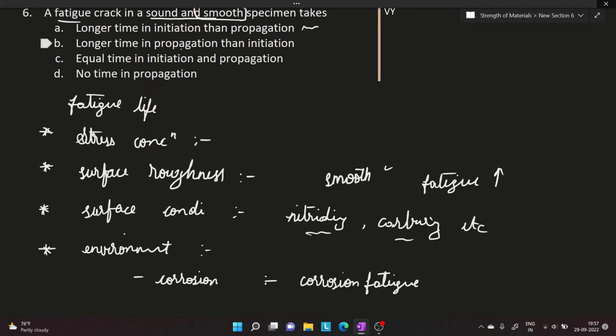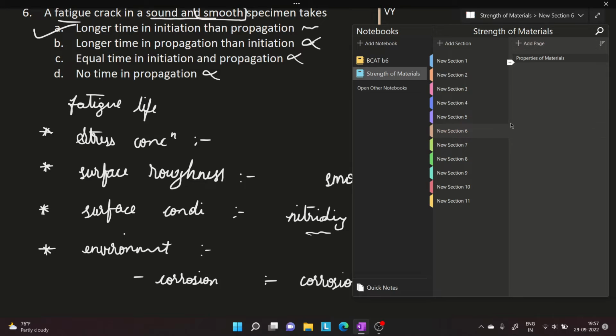Longer time in propagation than initiation. They are claiming that the initiation time is going to be less, but this doesn't happen. Because of the smooth surface, it takes a longer duration of time to initiation. Equal time initiation is propagation, again this is wrong. No time in propagation, again this is also wrong. So the left out is option A. Option A is the correct answer. Right, so let me move to the next question here.